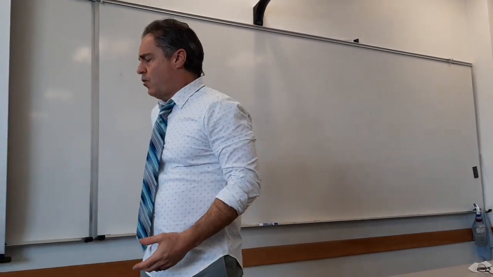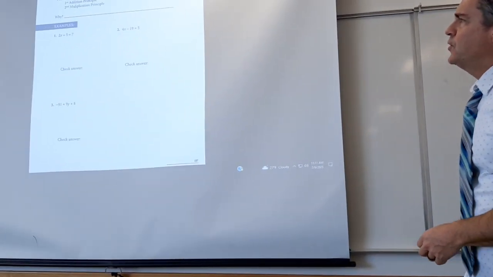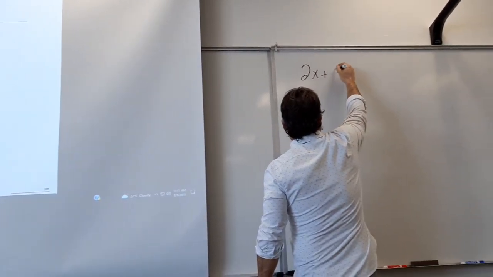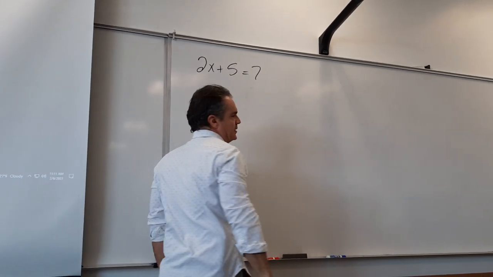Okay, so check it out. Our first problem here, 2x plus 5 equals 7. Let's look at this. 2x plus 5 equals 7. All eyes up here.